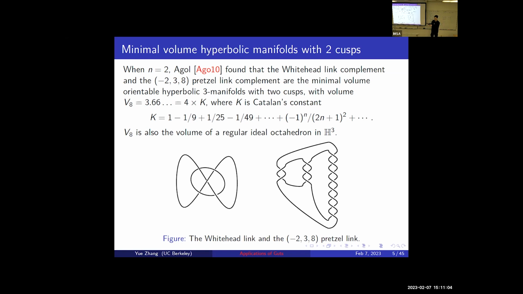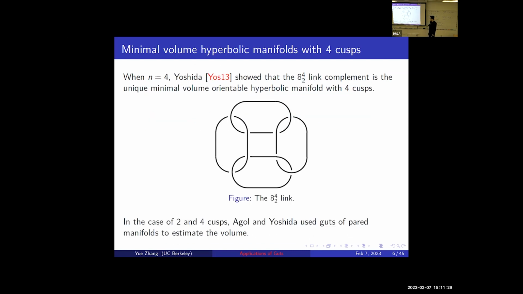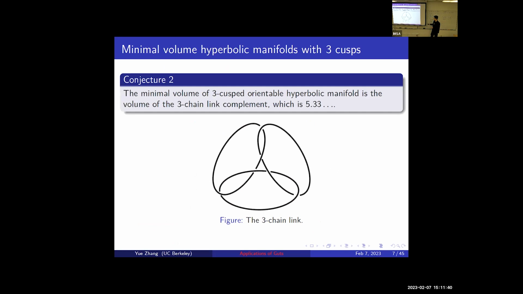It's called GUTs, but it's different from what Ian talked about in his previous lecture. So in order to distinguish this, I will call them pared GUTs, which come from pared manifolds defined by Thurston. And the GUTs for sutured manifolds, we call them sutured GUTs, but they are kind of related. I will show you later. And now Yoshida found the answer for n equals 4 using similar technology of pared GUTs, pared manifolds, to estimate volume.